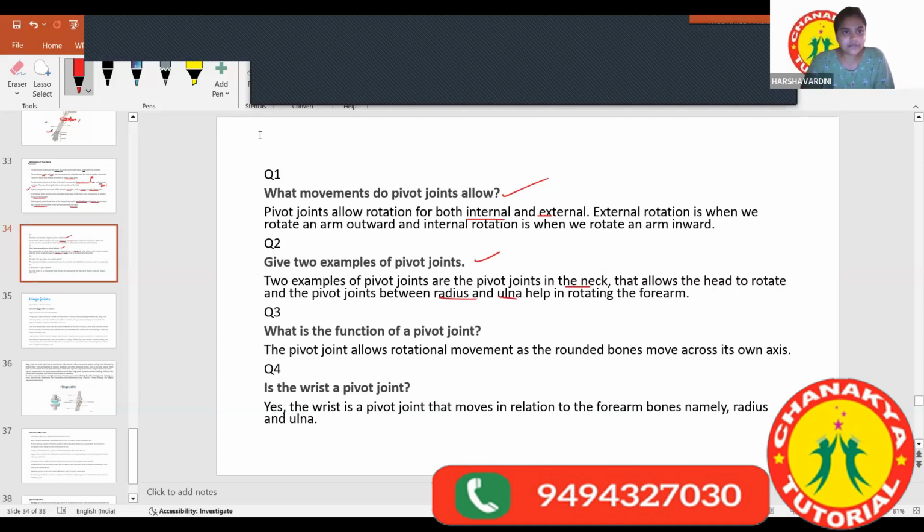Wait a minute, I'll share the radius and ulna pivot joint picture. If you have that picture, it will be better. I'll join. Radius and ulna are there, and exactly the joint they have not given. Hinge joint. I got it, wait a minute, copy.